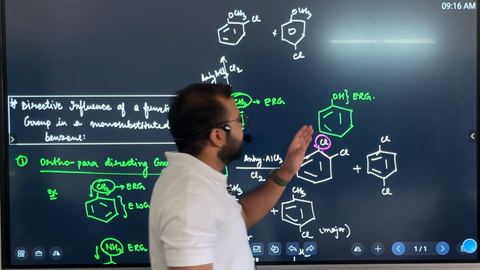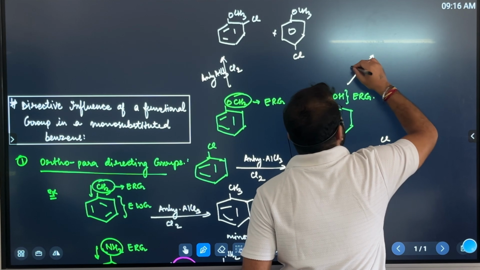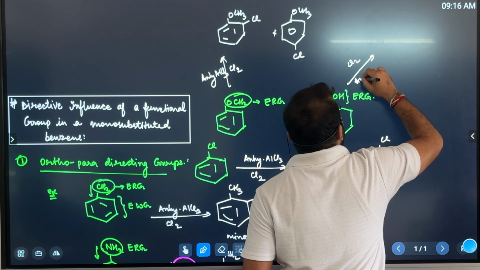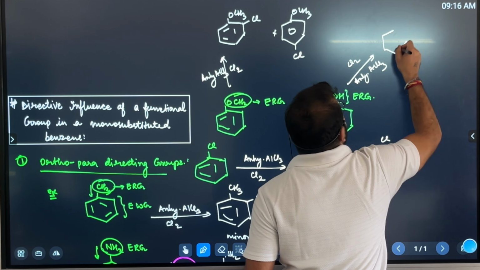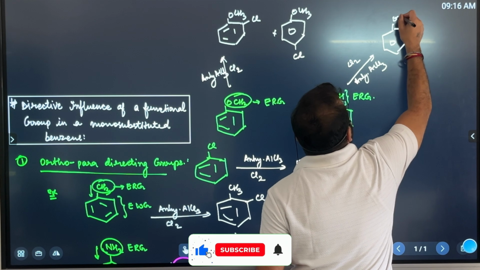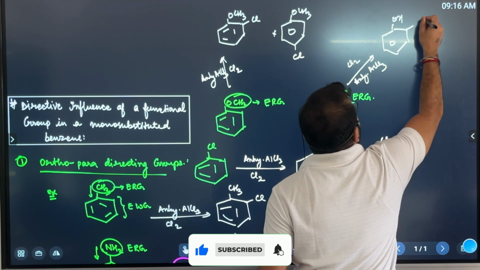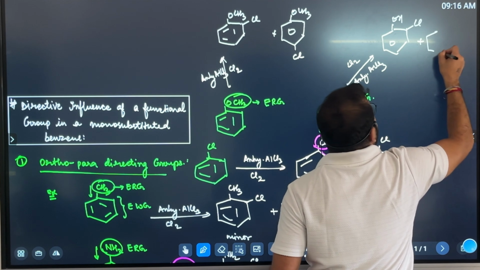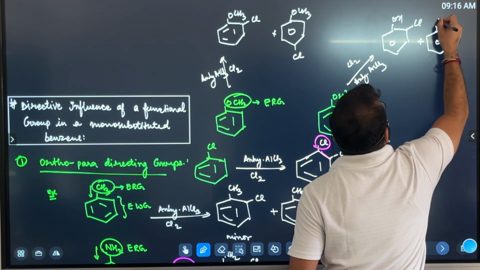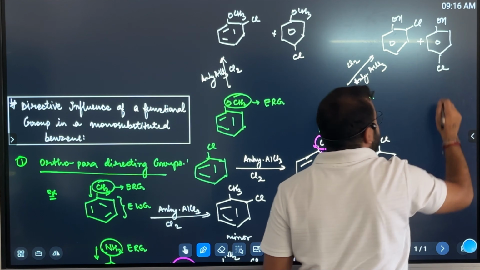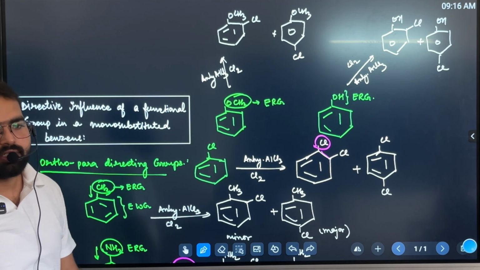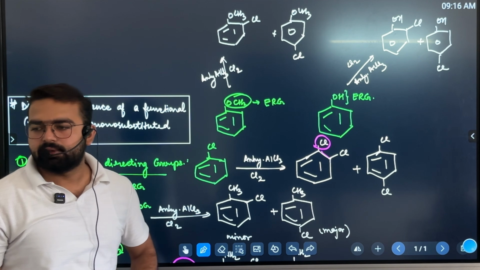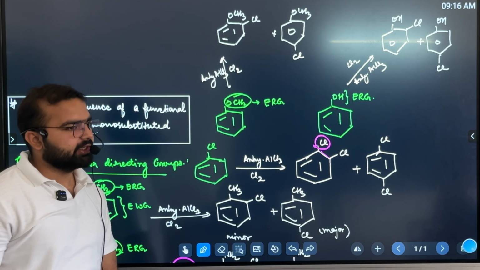Okay, similarly for OH also you will take the same thing, chlorine in the presence of anhydrous AlCl3, and the final product will be phenol with Cl, and again you will have the other product with Cl at the para position. So except this NH2 reaction, all reactions follow the same mechanism with the same reagent.